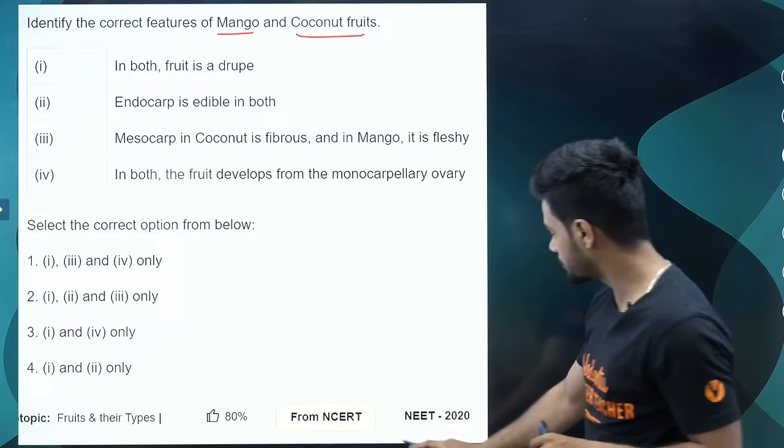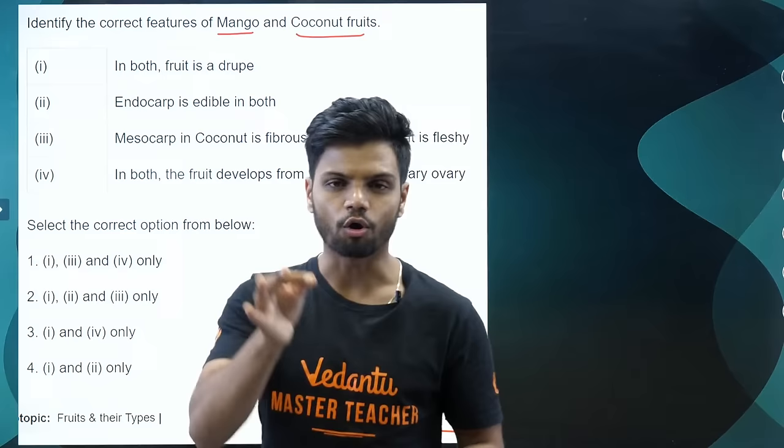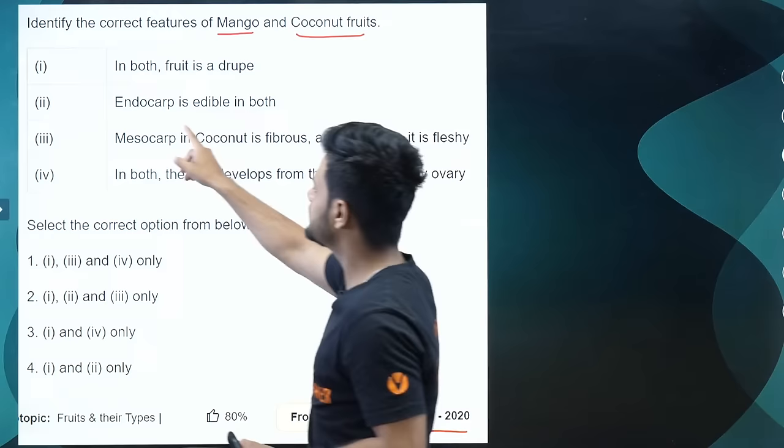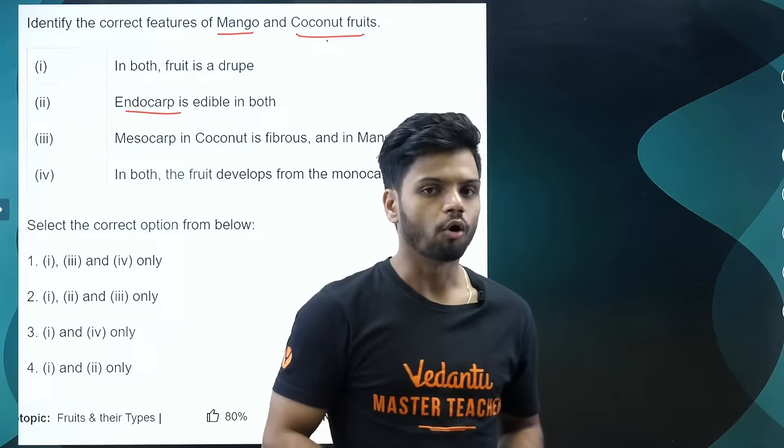A question from NEET 2020 on your screen right now. In both, the fruit is drupe. Correct. Endocarp is edible in both. Tell me in the chat, can we eat the endocarp in coconut and mango?